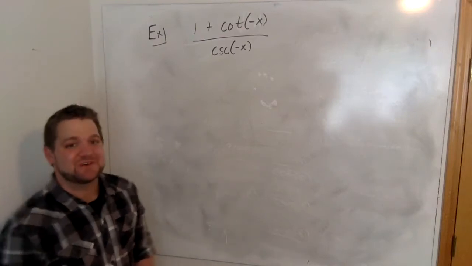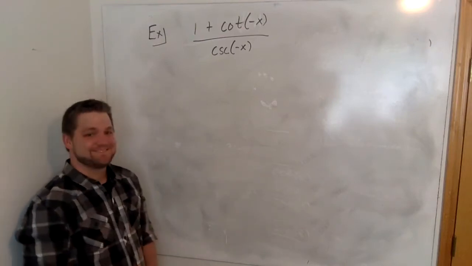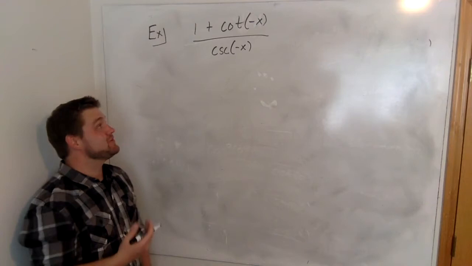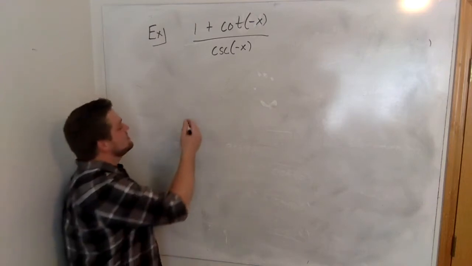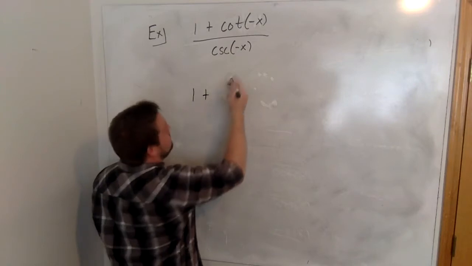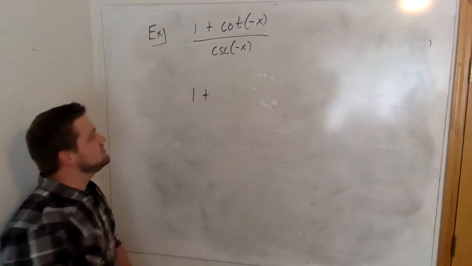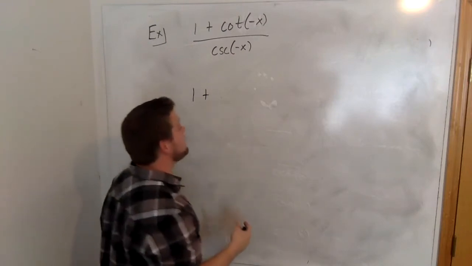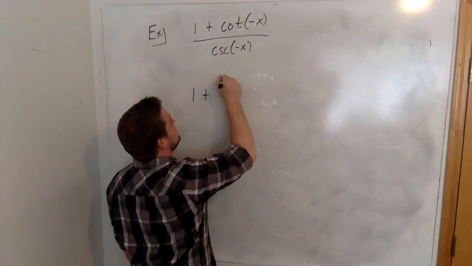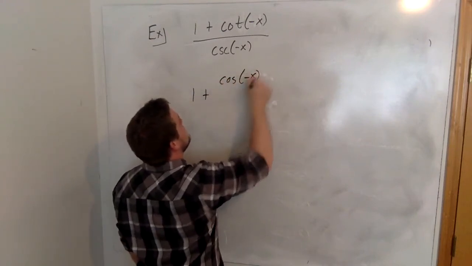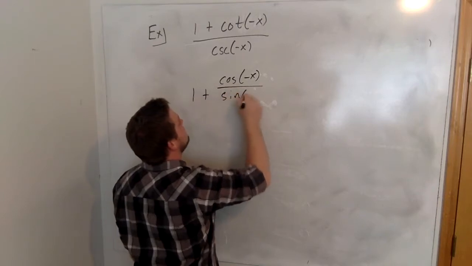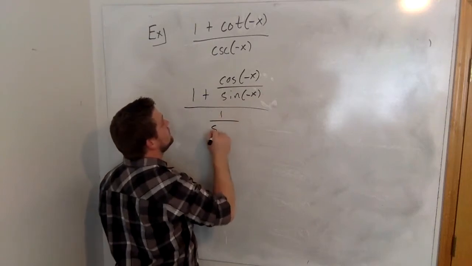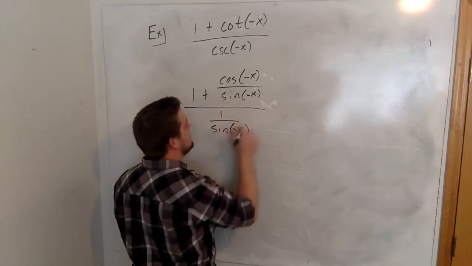Go ahead and pause the video, give it a shot on your own. Okay, let's do it. First thing I'm going to do here, I think there's a couple of approaches we could take. What I'm going to do is write this in terms of sines and cosines. So we'll have a 1 plus, now you could remember the even and odd properties of cotangent and cosecant, but if you just remember the even and odd properties of sine and cosine, you could wait to do the even and odd property. So cotangent is the same thing as cosine of negative x all over sine of negative x, all over, cosecant, that's 1 over the sine of negative x.